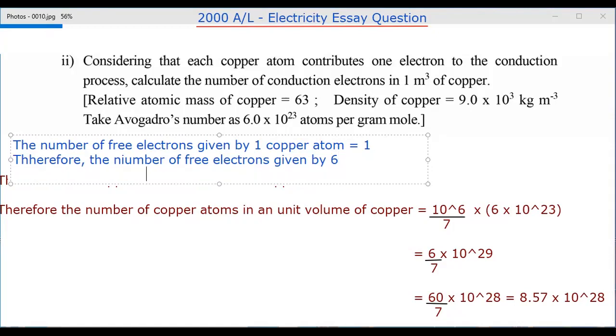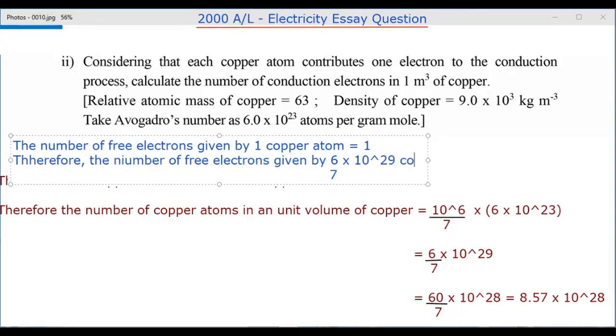Given by 6/7 into 10 to the power 29 copper atoms, you can write the value that we have taken. How do we find it? Somebody unmute the mic and tell me, or just give me the value.